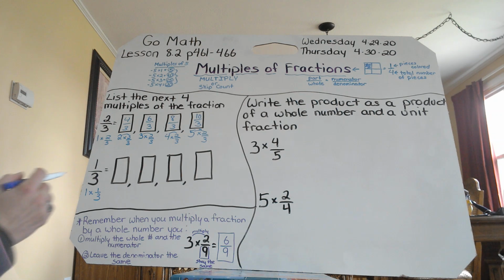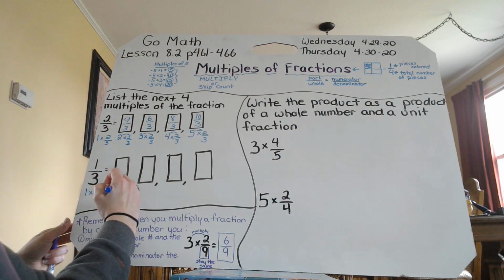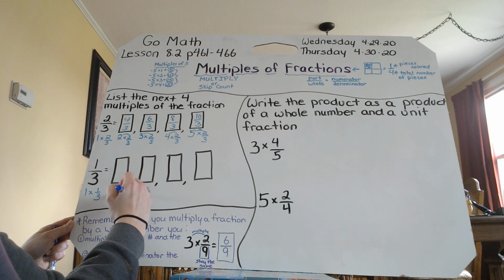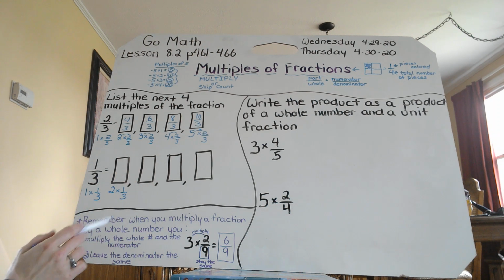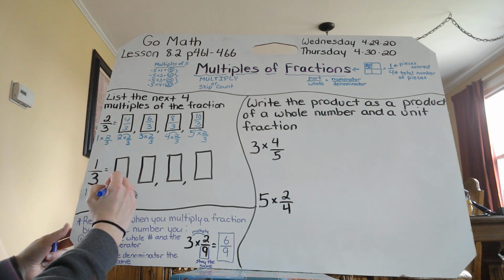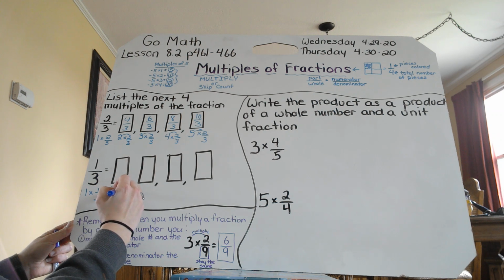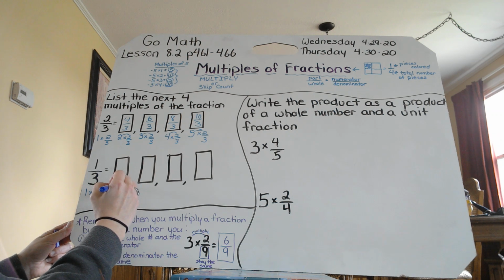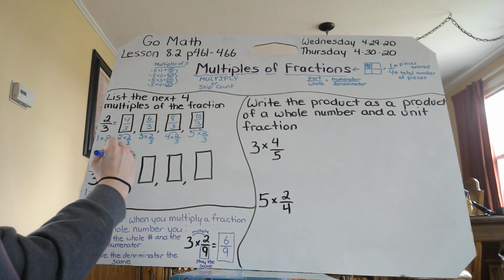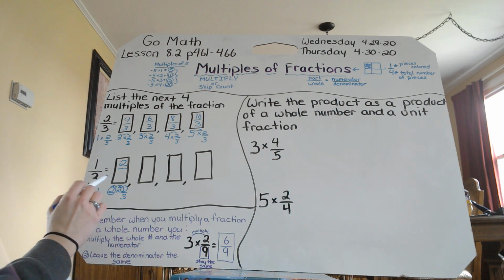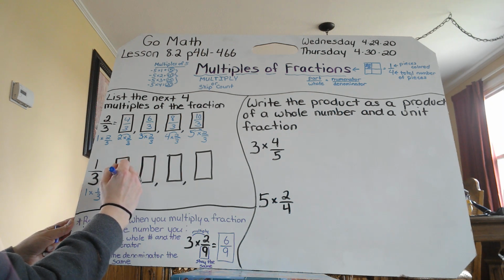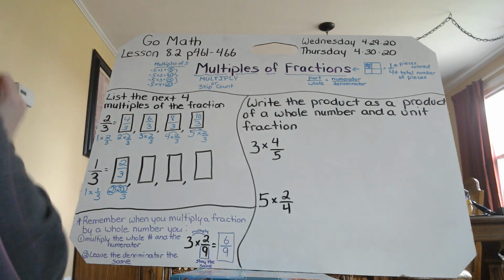Okay, so I have 1 times 1/3, which gives me 1/3. My next multiple would be 2 times 1/3. And again, when I multiply a fraction and a whole number, I multiply the whole number, which is this guy right here, with my numerator, which is this guy right here. So 2 times 1 is 2. I leave my denominator the same, so my denominator here is a 3, and I have 2/3.